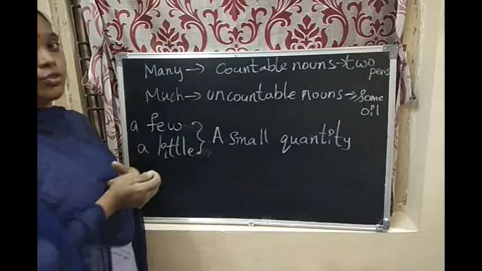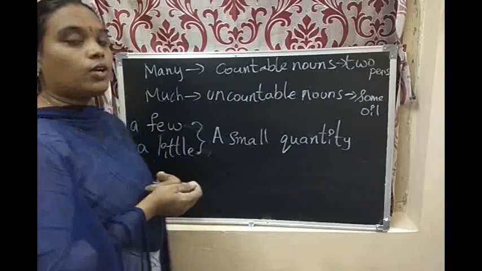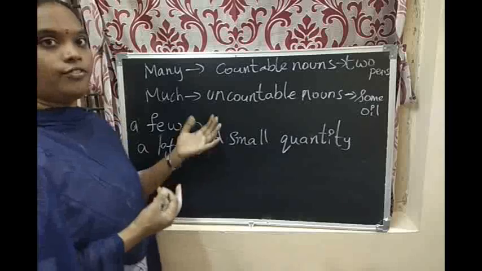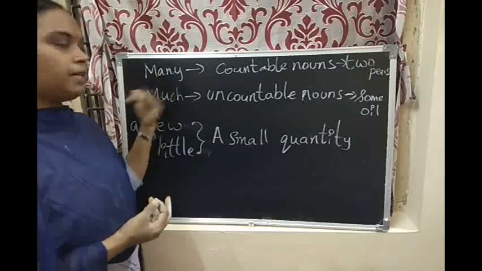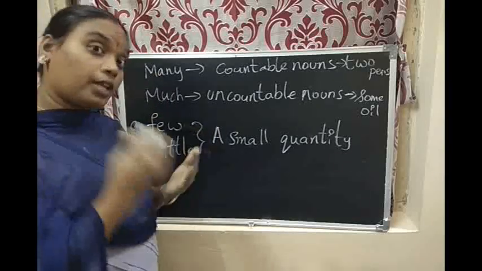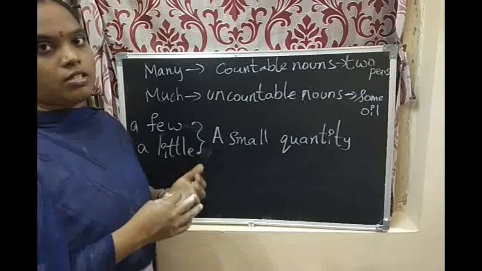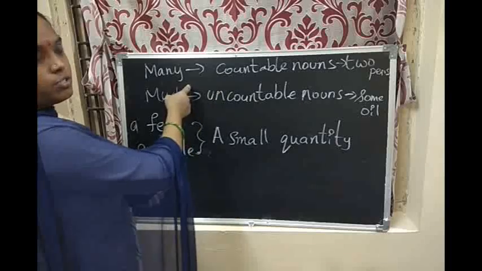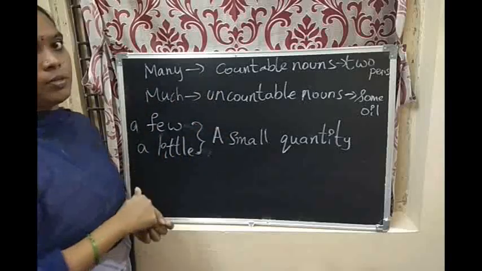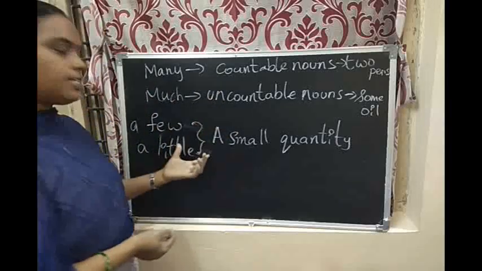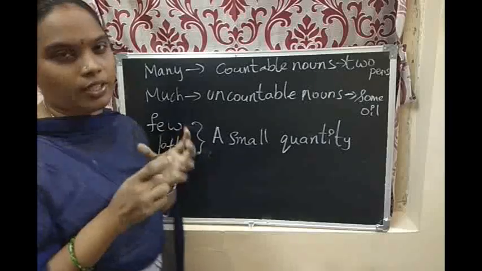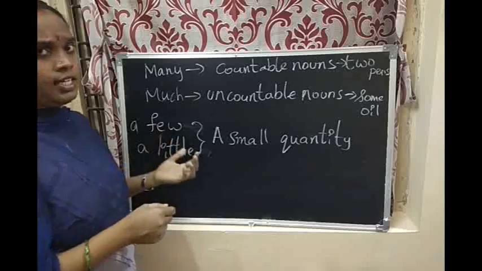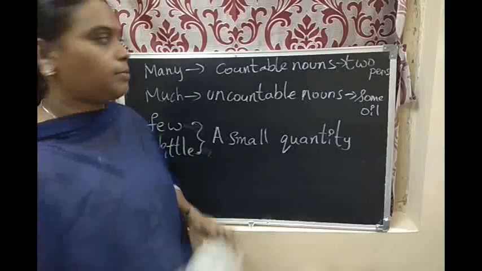So where do we have to use this? What are the quantifiers? How many quantifiers are there? No, none, few, a little, much, many. So these all are there. First, before countable nouns we use many, before uncountable nouns much. And when we are talking about any small quantity of those things, we can use few, little. Is it clear?